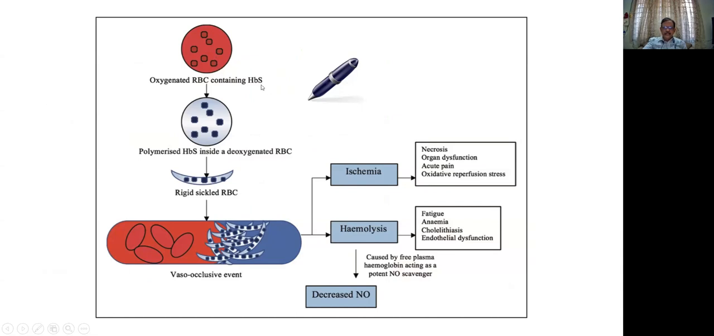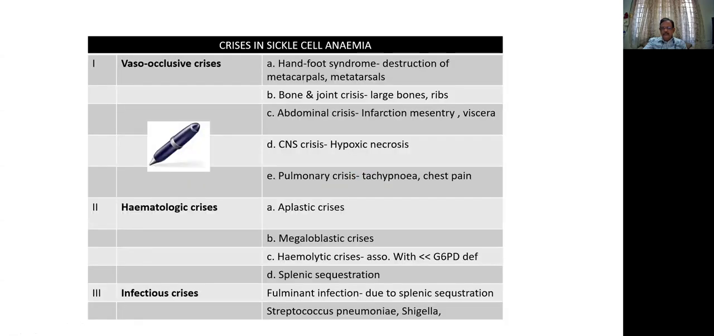Oxygenated cells containing hemoglobin S are soluble, but then it gets polymerized. Whenever there is stasis, the hemoglobin S gets precipitated, and the cells become crescentic in shape. They cause a vaso-occlusion, which can lead to ischemia or hemolysis, or there can be nitric oxide production, which can again be destructive. These are all the various crises.